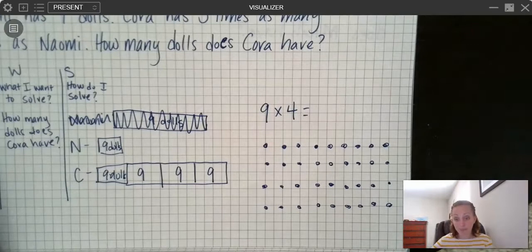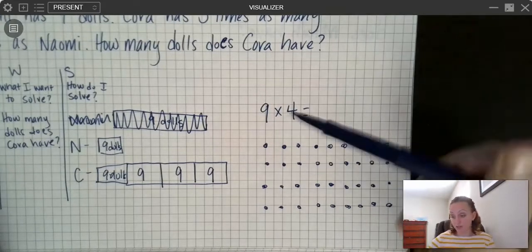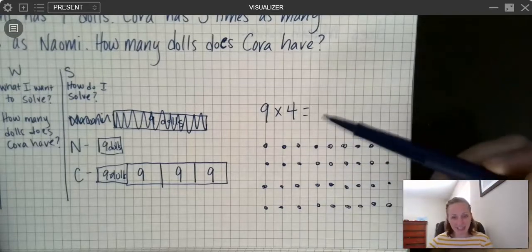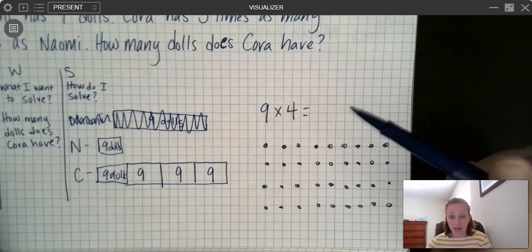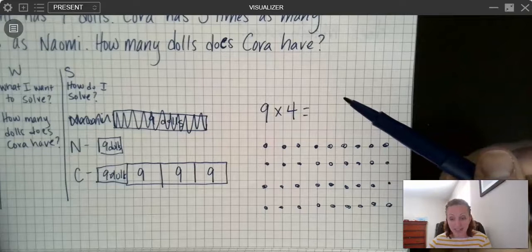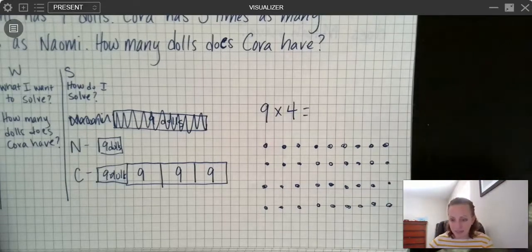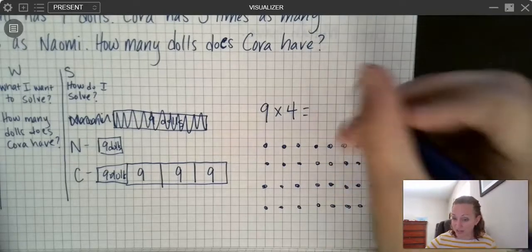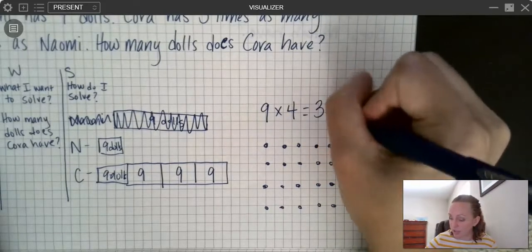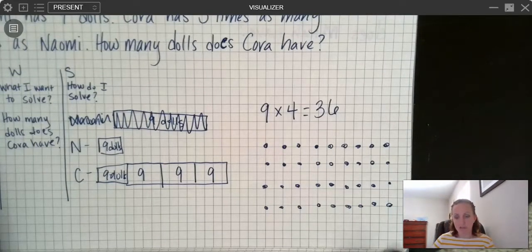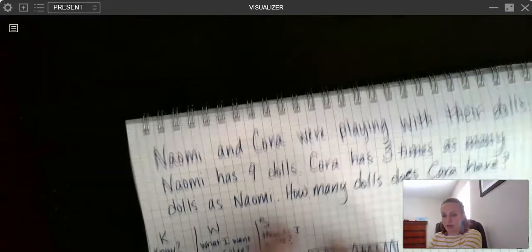Okay. Now, if I don't know 9 times 4, I can just count and see how many dolls Cora has. All right. So how many dolls does Cora have? Well, I'm not going to spend the time to count them right now because I do know what 9 times 4 equals. It equals 36. So Cora has 36 dolls. Okay. So that's one example of a comparison problem. Let's look at one more example.